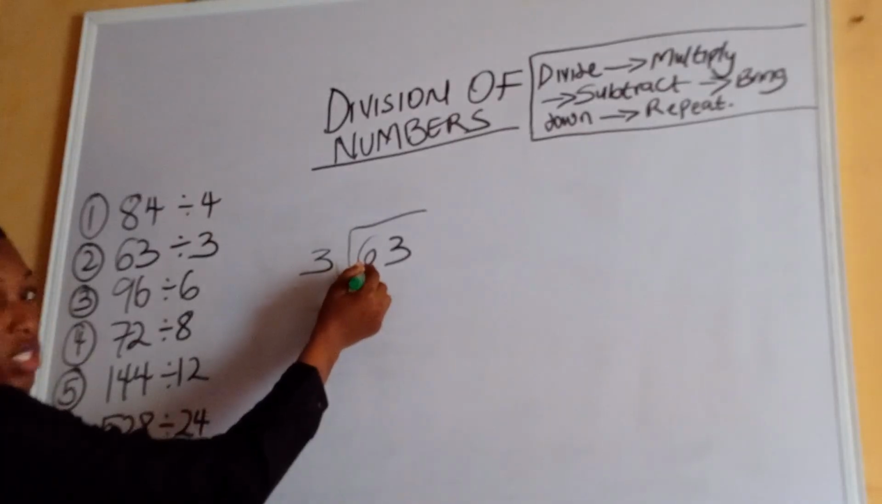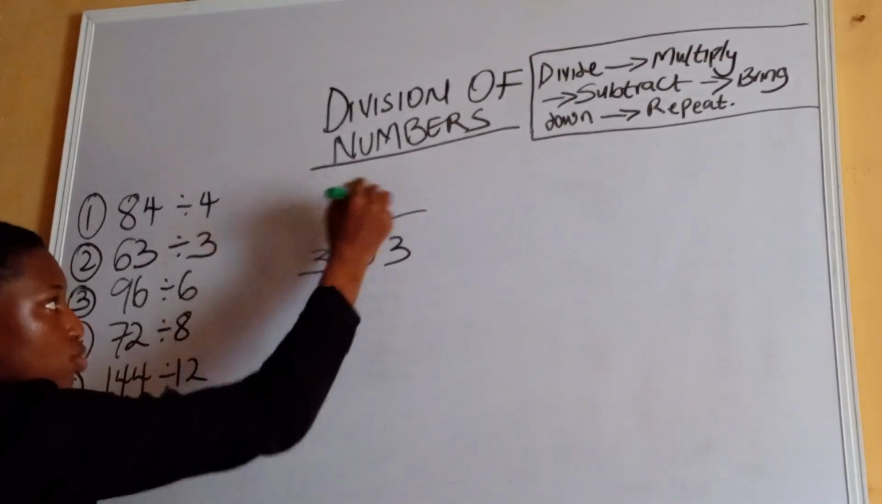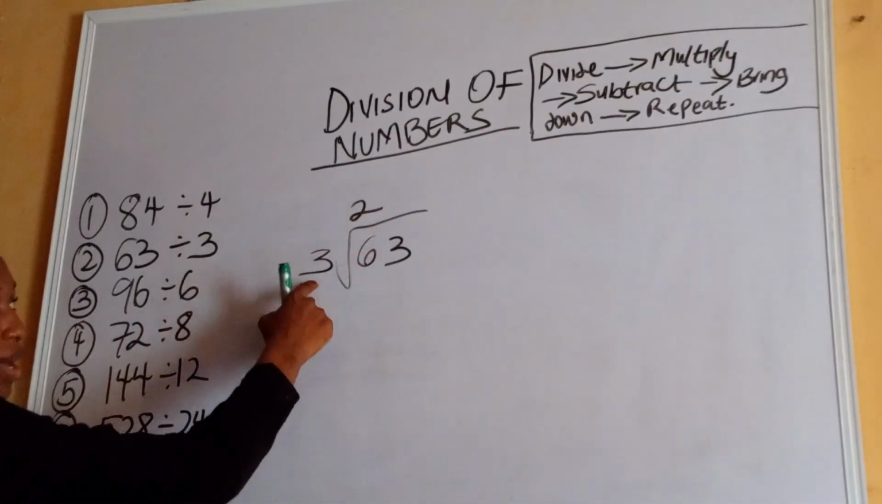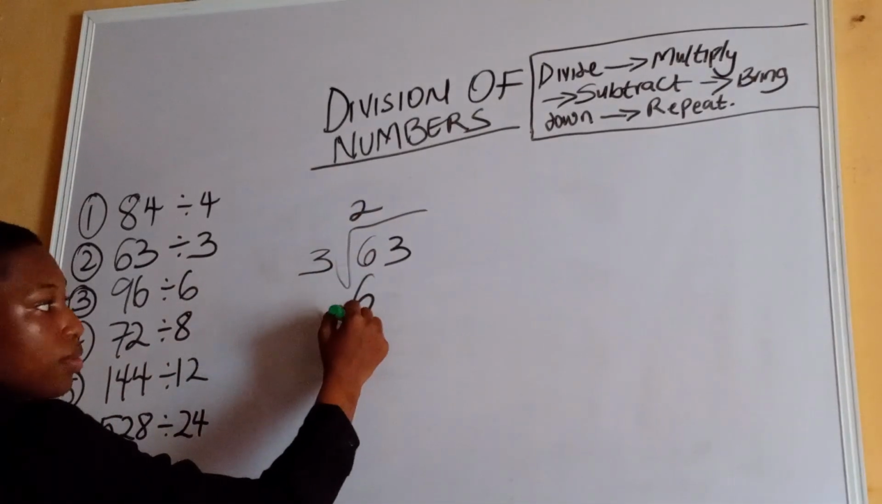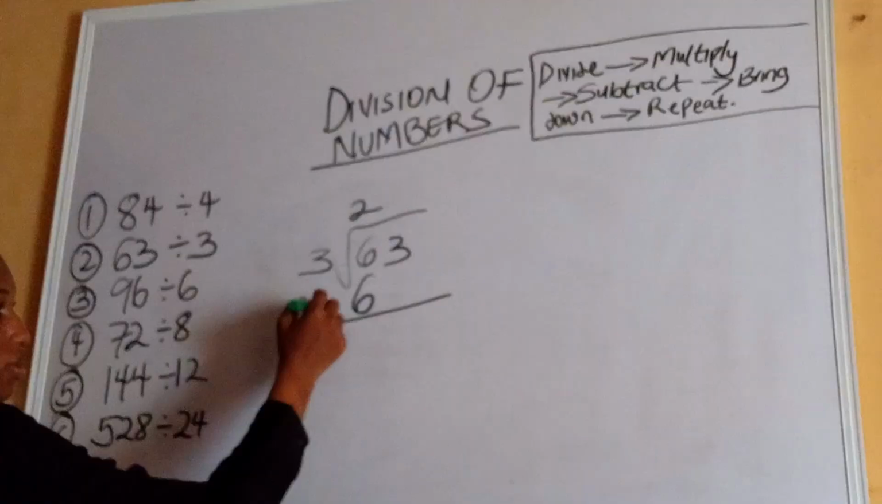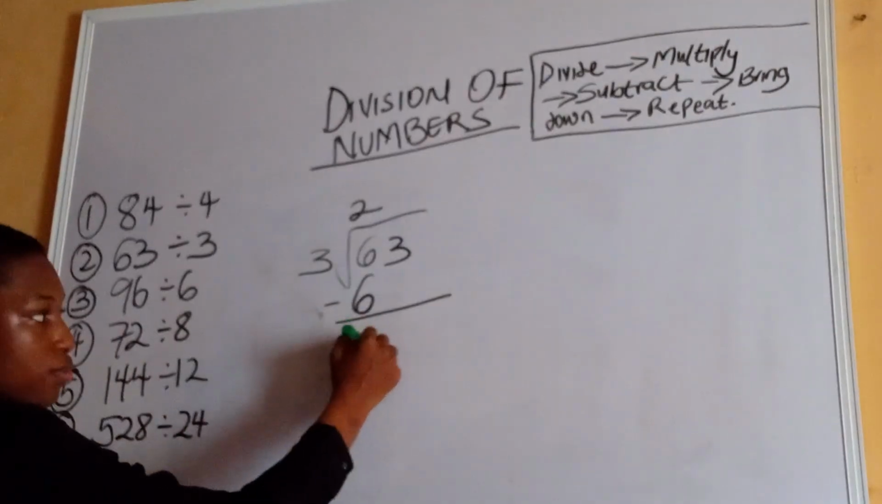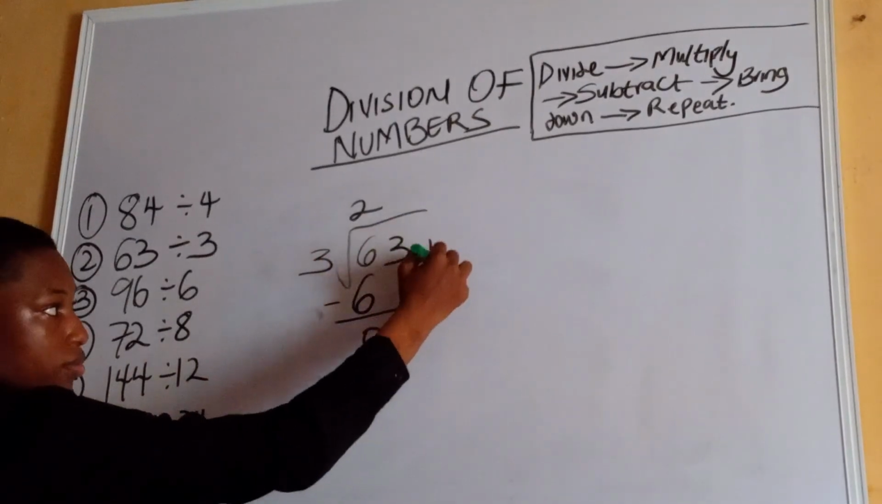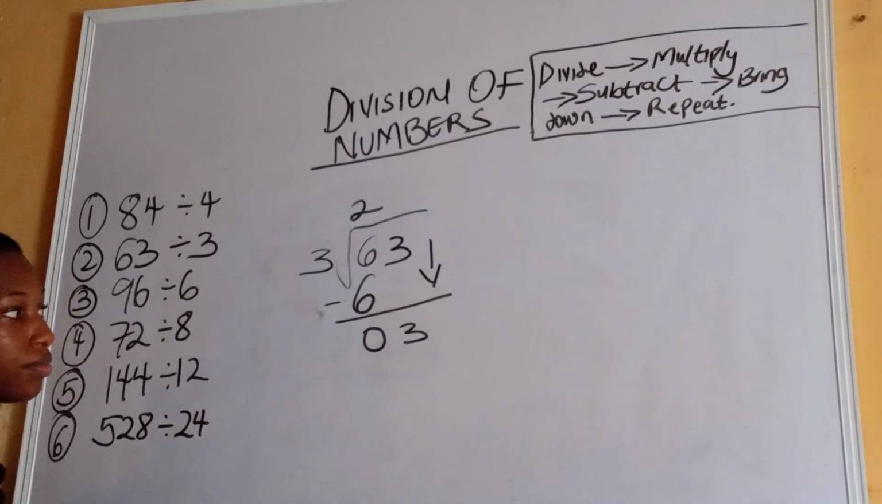How many 3 can you get from 6? 2, right? So you see it's 2 up there. 2 here times 3, that's 6, right? And then you subtract. So 6 minus 6, that's 0. You bring this one, you bring it down. So you have 3 here.